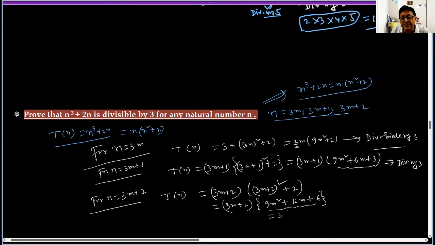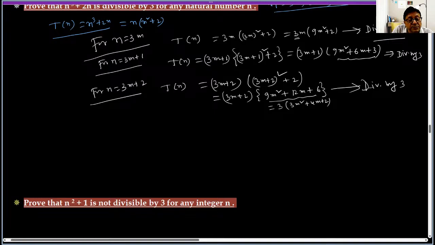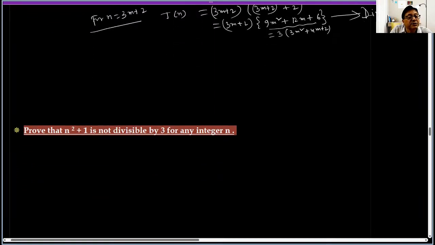So 3 is a common factor here also. You can write this expression as 3 times 3m square plus 4m plus 2. So this product is also divisible by 3, isn't it? So n cube plus 2n is going to be divisible by 3 for any natural number n, because natural numbers are of the form 3m, 3m plus 1, 3m plus 2. I hope all of you have understood. Let us go for the next one.